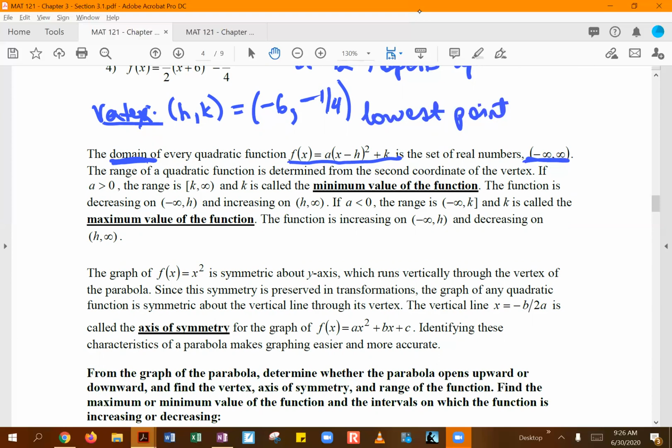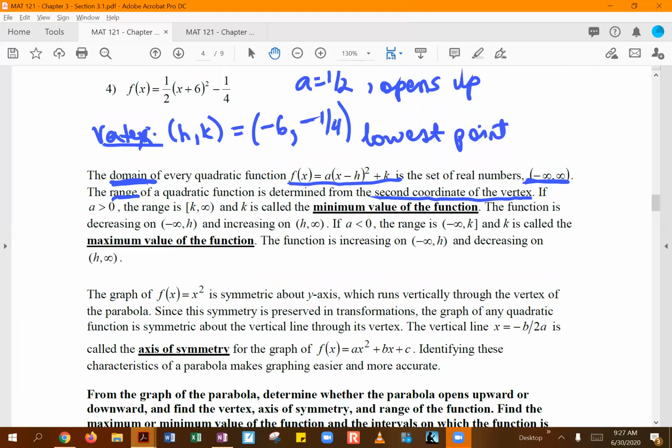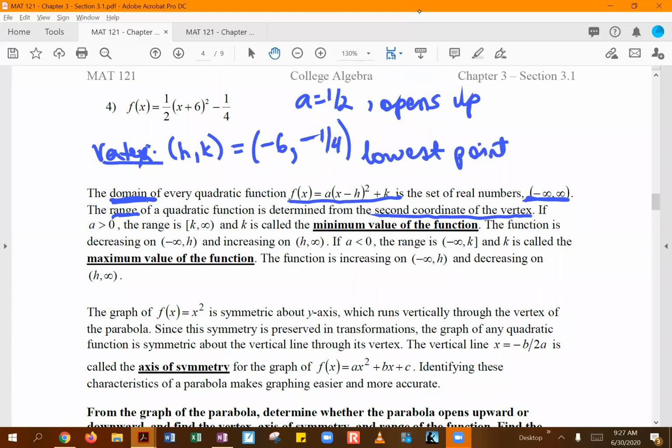So the range of our quadratic function is going to be determined by that k value, or the second coordinate of our vertex. So if your parabola is opening up, which means a is a positive number, the range of our graph is going to include k, going up to positive infinity, and we would say k is the minimum value of our function.